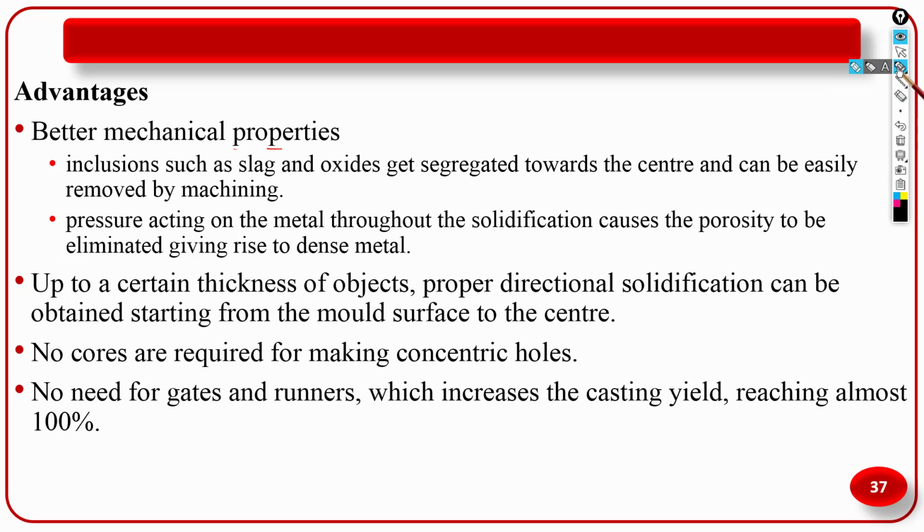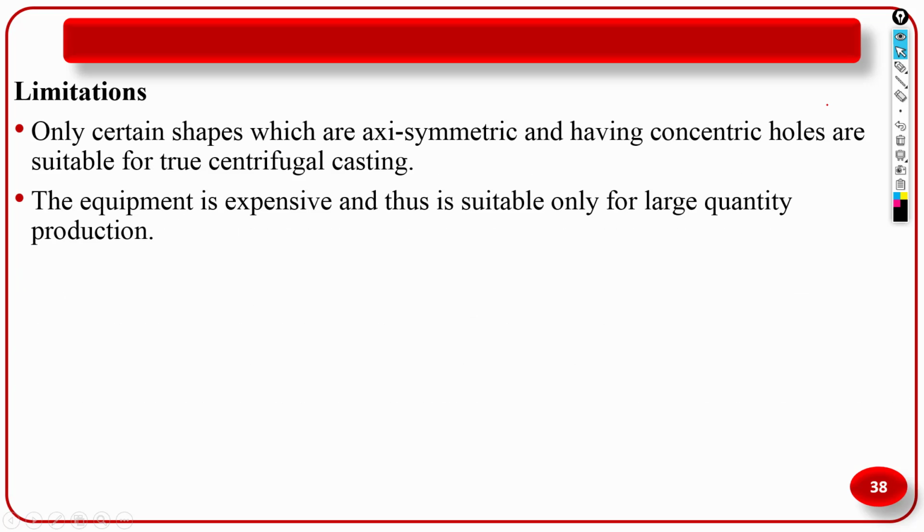Okay, so next we will talk about centrifuging, semi-centrifugal. The limitations are the same, because only axis symmetrical objects can be cast in this case. You cannot cast objects having different kinds of shapes, like this one.